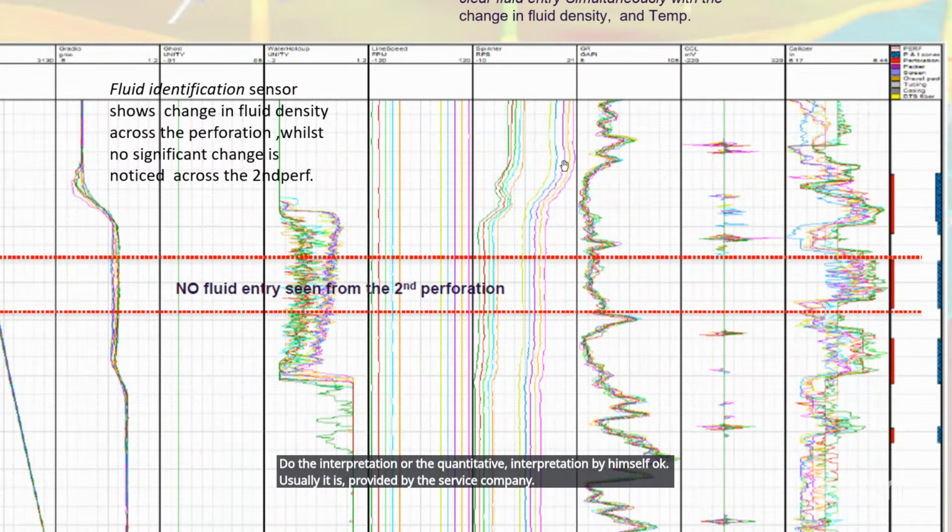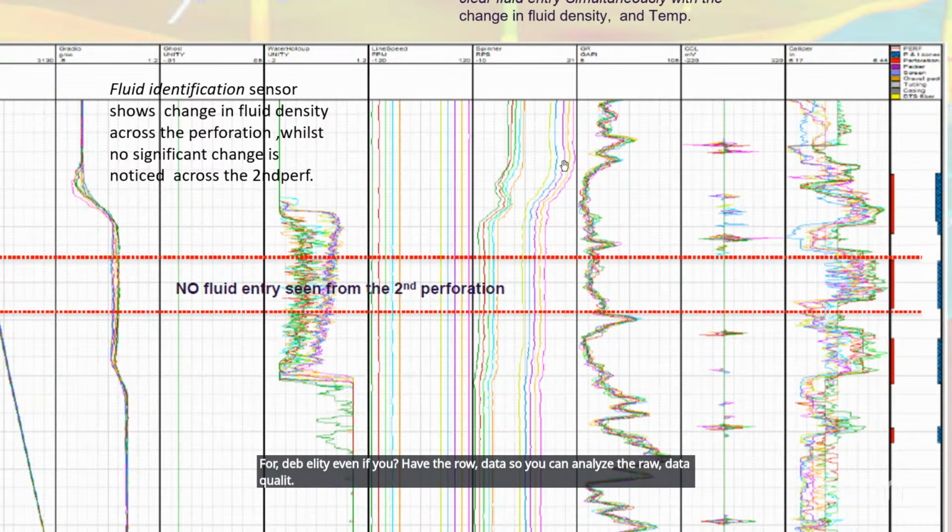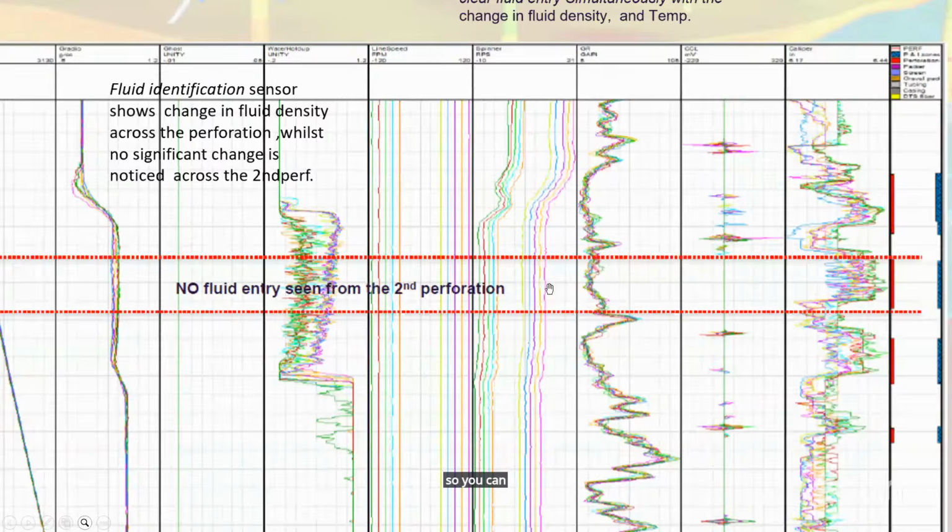Okay, but in some companies, the reservoir engineer or the petrophysicist will do this interpretation. But in general, you should have the logic for the BLT, even if you have the raw data, so you can analyze the raw data qualitatively. Okay, you see which interval is taking, which interval is producing, which interval is not sharing at all. So you can see here for this interval, no contribution at all.